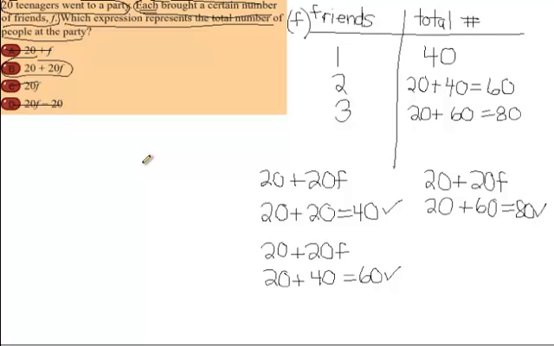So remember, KIPPsters, every time you're given a problem with an algebraic expression, go ahead and make that table. Plug in some easy numbers and see if you can come up with the expression. Pull out the answers and then plug them in. Okay, we tried 20 plus F. That didn't work. But when we tried 20 plus 20F, that one gave us the expression we were looking for.